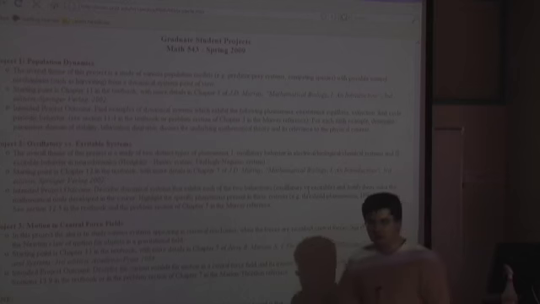Taking on those. And there's also an older edition in the library. And if worse comes to worse, I can make some copies of those chapters.